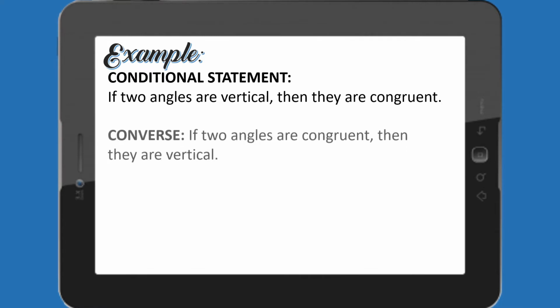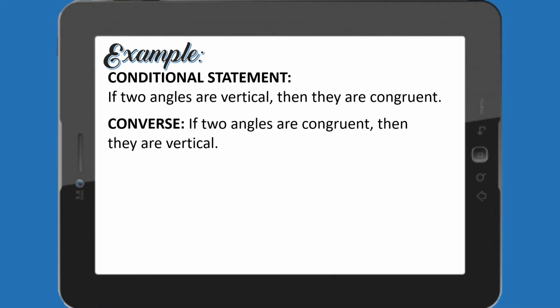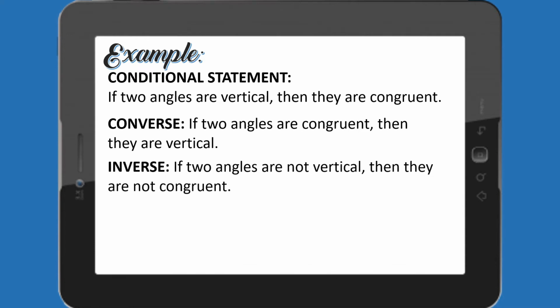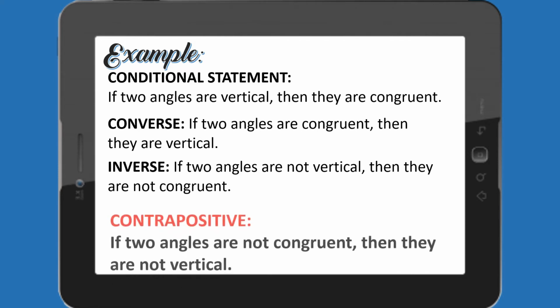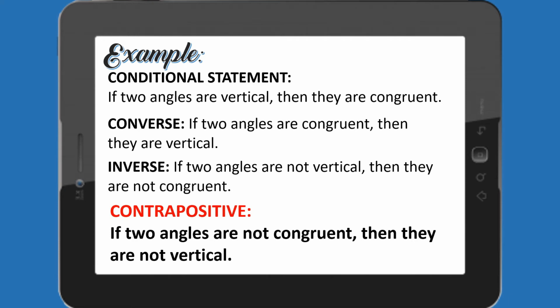That's correct. Our converse is, if two angles are congruent, then they are vertical. How about our inverse? That's right. Our inverse will be, if two angles are not vertical, then they are not congruent. How about the contrapositive of this conditional statement? Excellent! The contrapositive of this conditional statement will be, if two angles are not congruent, then they are not vertical.